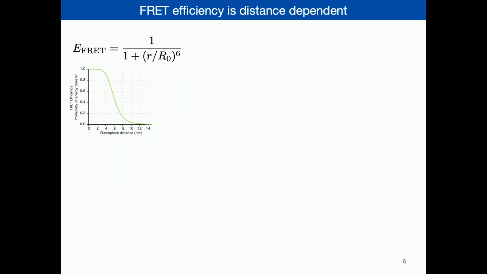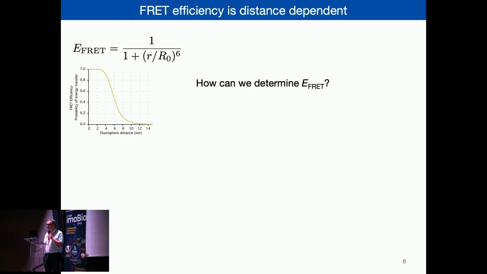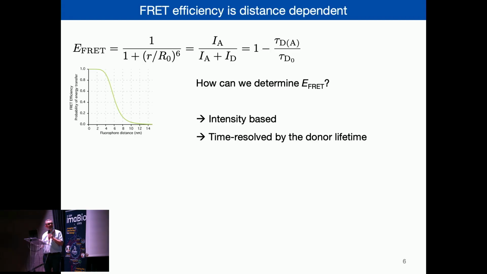So we can ask the question, how can we actually determine this efficiency? Like I always say, we measure an efficiency, so how can we determine a FRET efficiency? There are two fairly simple ways. One is called the intensity-based way. I expand this equation up there, and the FRET efficiency is nothing else than the intensity of the acceptor divided by the intensity of the acceptor plus the intensity of the donor.